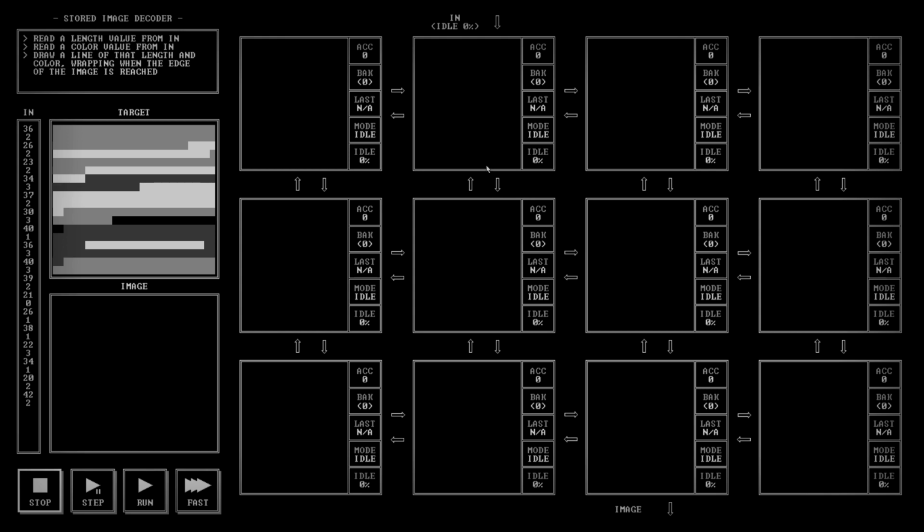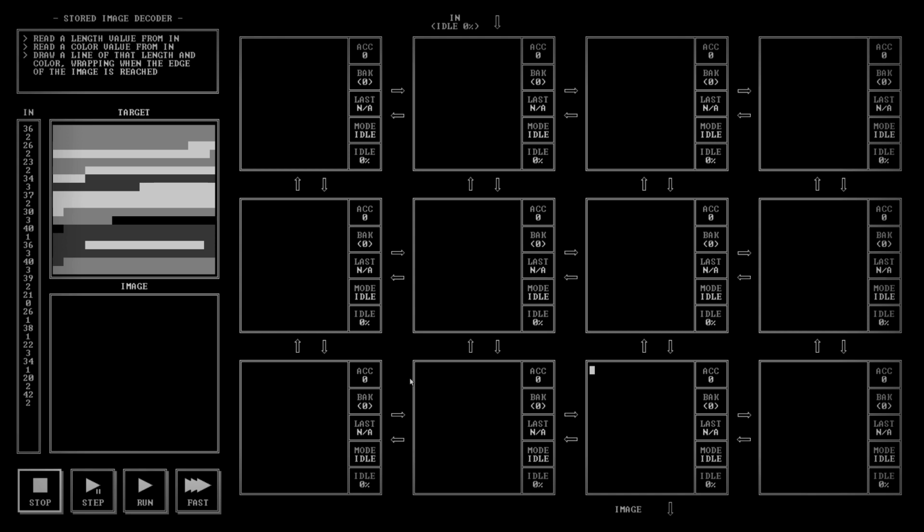I've really enjoyed it. So, read a length value from in, read a color value from in. So these are 36 twos, 26 twos, like that. Draw a line of that length and color, like that, wrapping when the edge of the image is reached. Okay. So after the last one, maybe I was expecting a bit more from this one. Obviously, to get an optimal or very clever solution would be quite tricky, but this one does not look tricky at all.